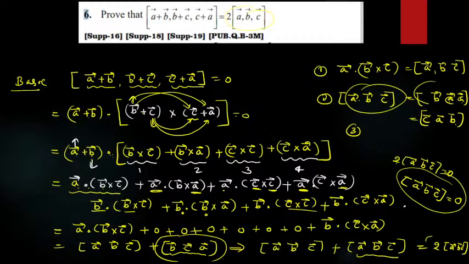Scalar triple product is 0 is nothing but A vector, B vector, C vector are what? Coplanar. That is the thing. Hope you got this point. If they ask like this, you write this one. If they told you A plus B, B plus C and C plus A are coplanar, then take it equal to 0. In this question, there is no need to take 0. Okay? So hope you understood this.